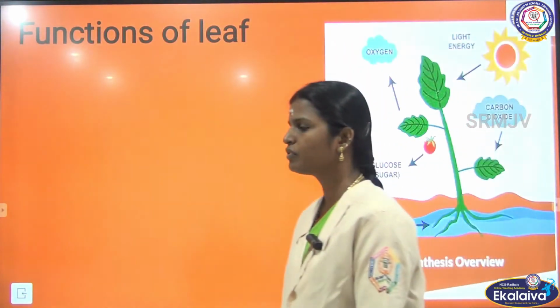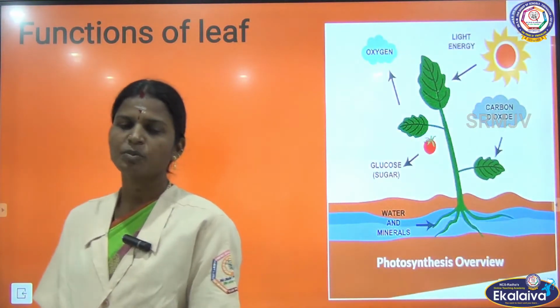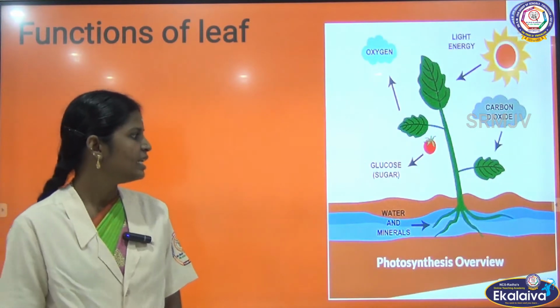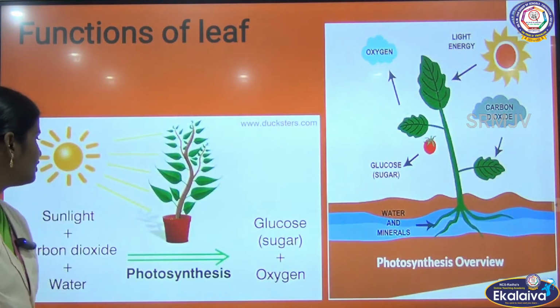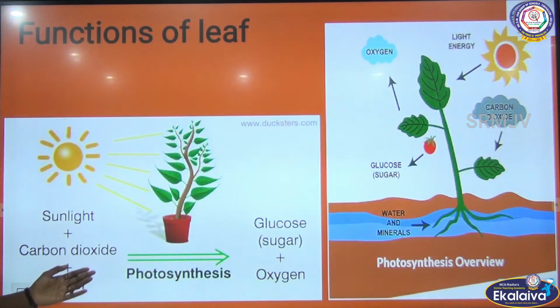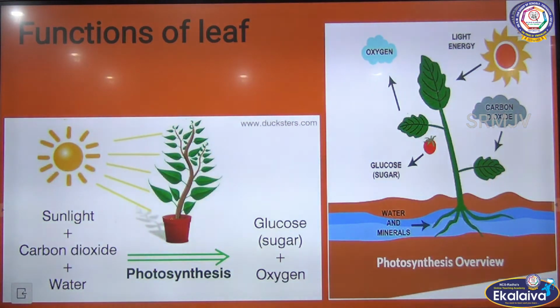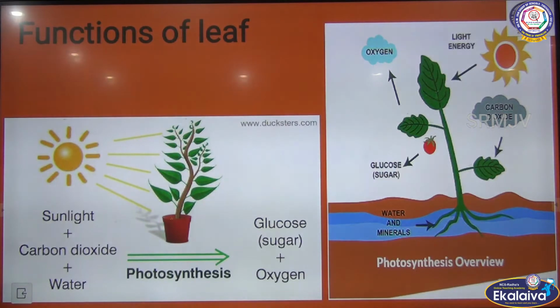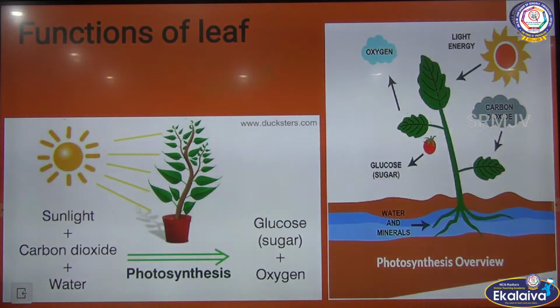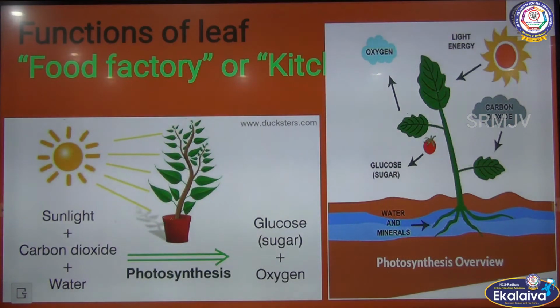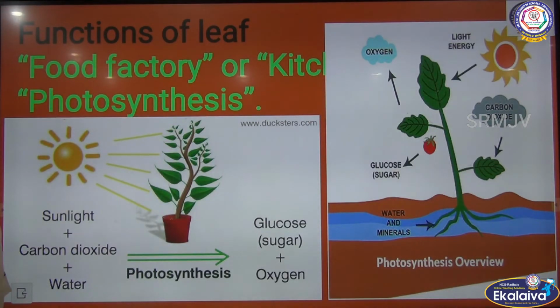Now let us see about the function of leaf. Leaves prepare food for plants. Leaves prepare food for plants in the presence of sunlight, carbon dioxide from air and water, and the process of preparing food is called photosynthesis. Leaves prepare food for the entire plant, and that is why leaves are called the food factory or kitchen of the plant.